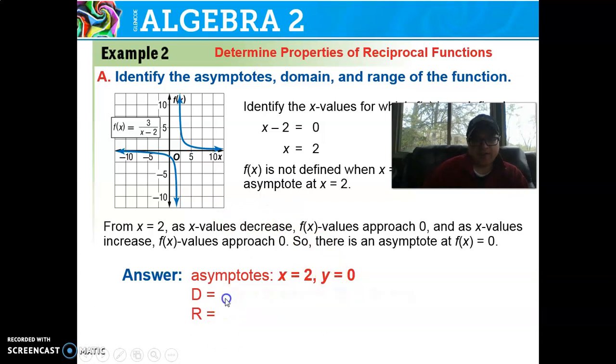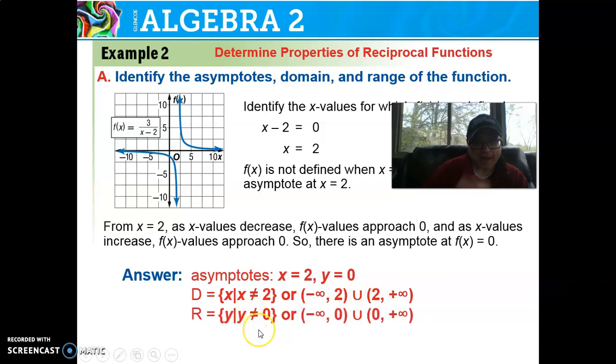So that means the domain is x cannot equal 2, or you can write it using interval notation from negative infinity to 2 and 2 to infinity. And the range would be y can't equal 0, or using interval notation, negative infinity to 0, union 0 to infinity.